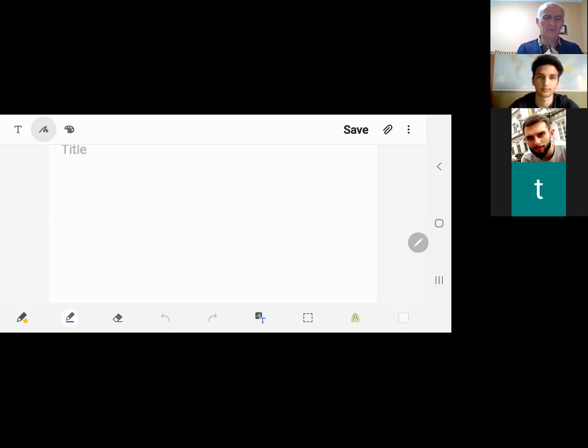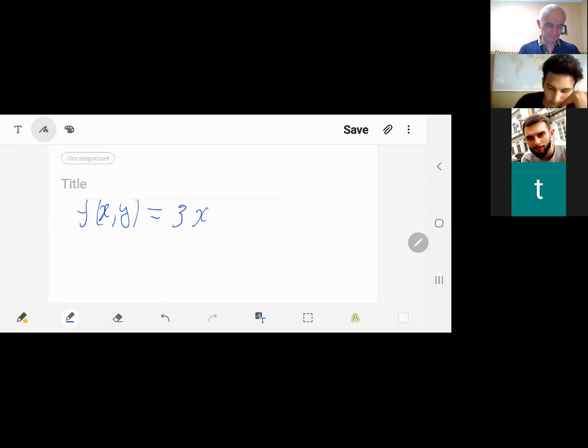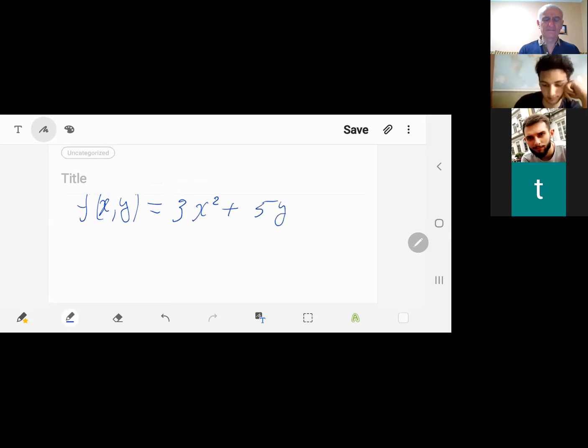When we are finding derivative respect x, we should treat y as constant. For example, let's take a function f(x,y) equals 3x squared plus 5 times y.